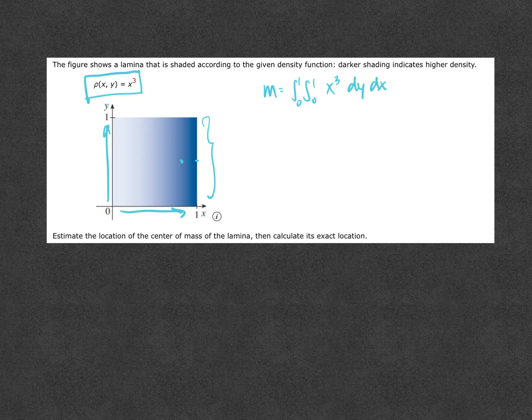So this one shouldn't be as difficult as the last one we did. So let's integrate 0 to 1. And when we integrate with respect to y, we get x to the third y from 0 to 1. And then with respect to x, and I'm going to keep my mass to remind me. So when we plug these in, we get 1 to the third, so we get x to the third minus 0 with respect to x.